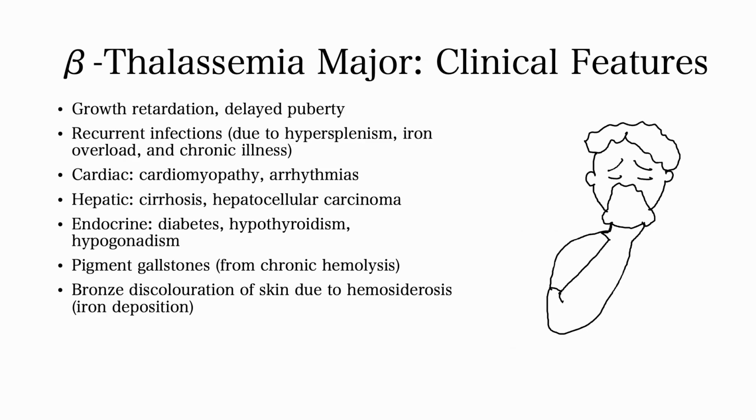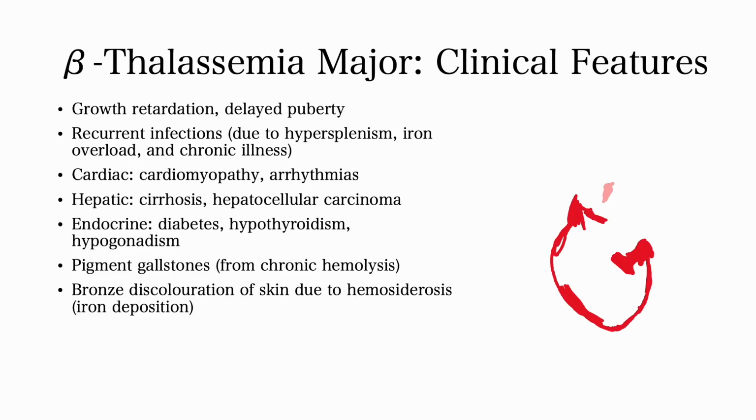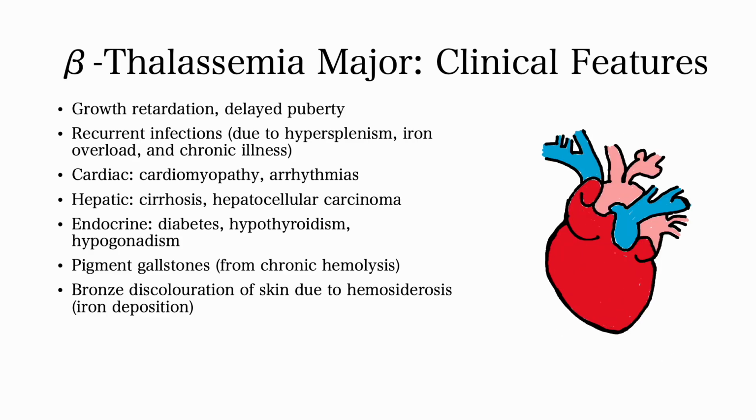People might also have recurrent infections, and this is due to hypersplenism, iron overload, and chronic illness. In terms of cardiac health, people might have cardiomyopathies and arrhythmias. This tends to be due to mostly iron overload, as well as anemia, where the heart is trying to pump enough blood in order for tissues to get enough oxygen.